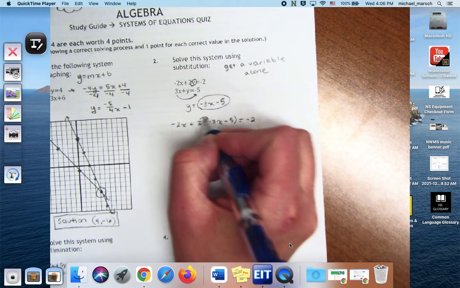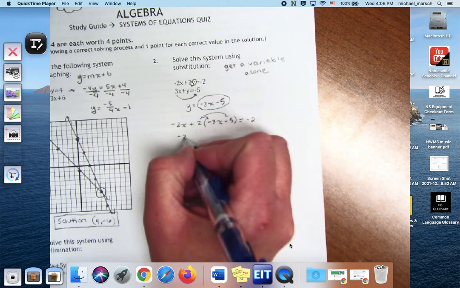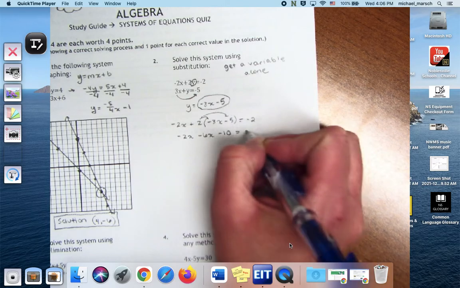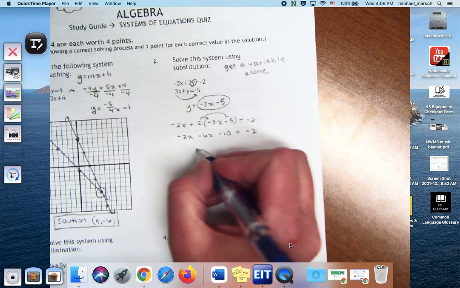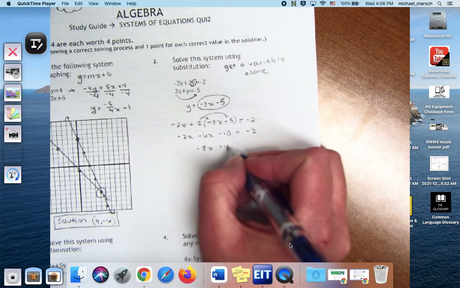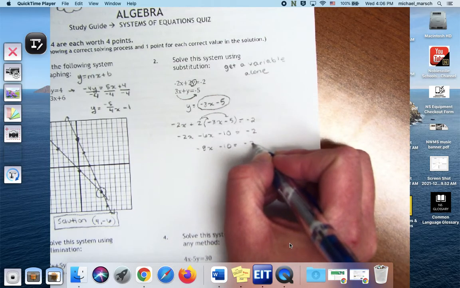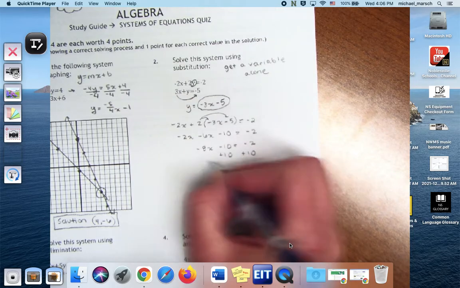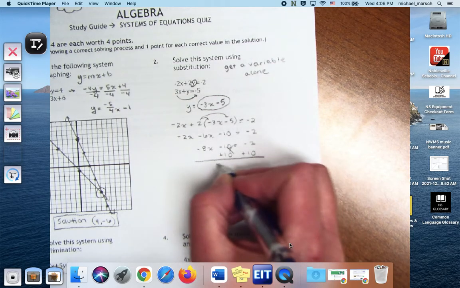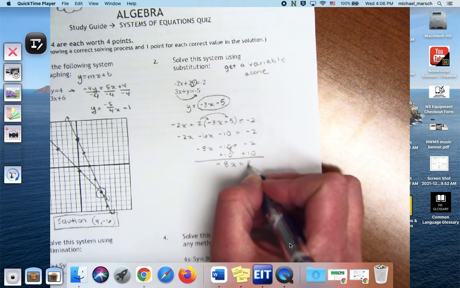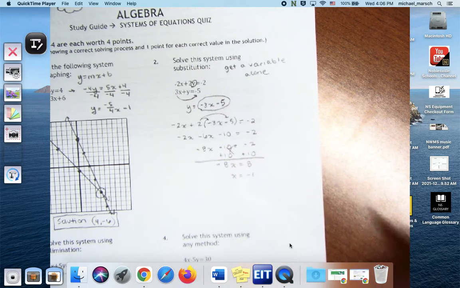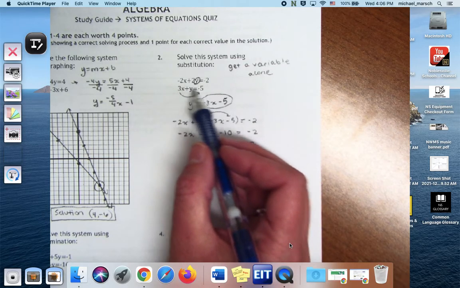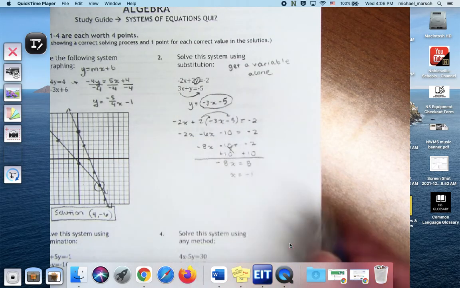I'm going to distribute this 2. Negative 2x minus 6x minus 10 equals negative 2. Negative 8x minus 10 equals negative 2. When I add the 10 to both sides, negative 8x equals 8. So x will equal negative 1. And then I'm going to take that negative 1 and put it into one of these equations. It looks like this one might be easier.